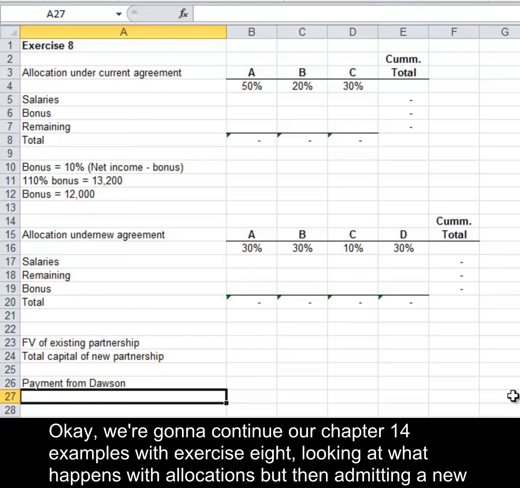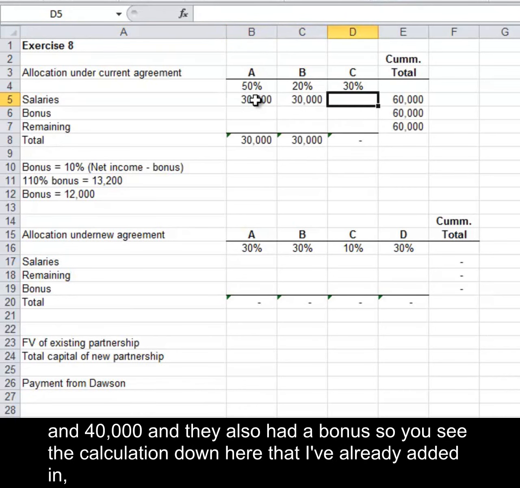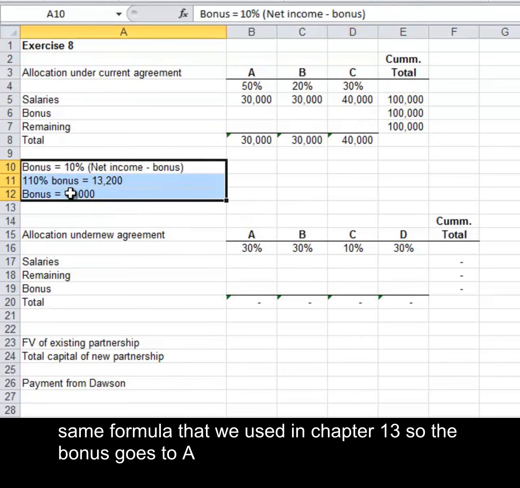Okay, we're going to continue our Chapter 14 examples with Exercise 8, looking at what happens with allocations when admitting a new partner. If you look at the problem, the original agreement is what we have at the top, and there were salaries of $30,000, $30,000, and $40,000, and they also had a bonus. You see the calculation down here that I've already added in, same formula that we used in Chapter 13.